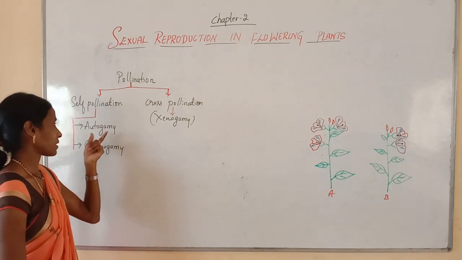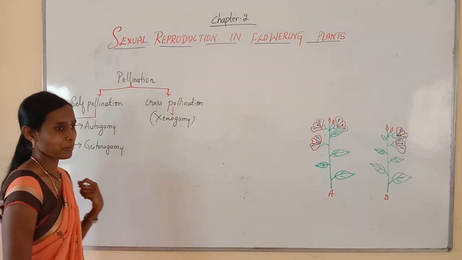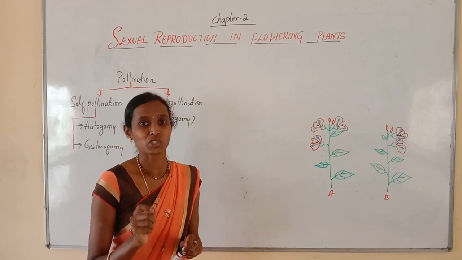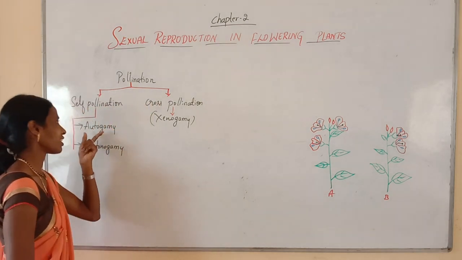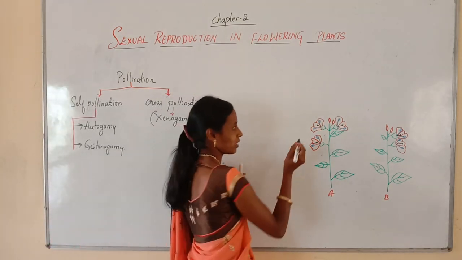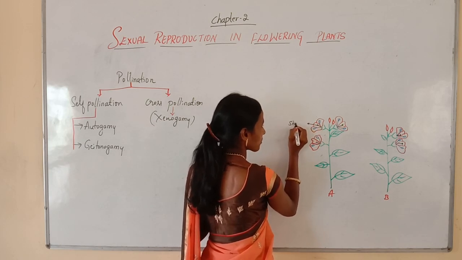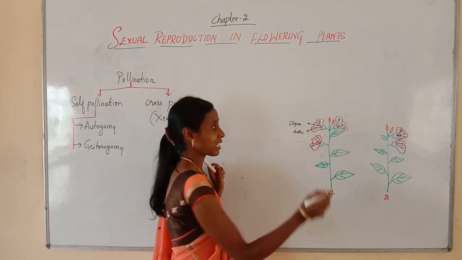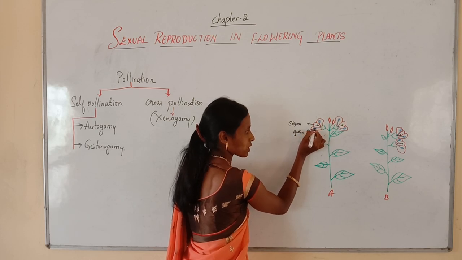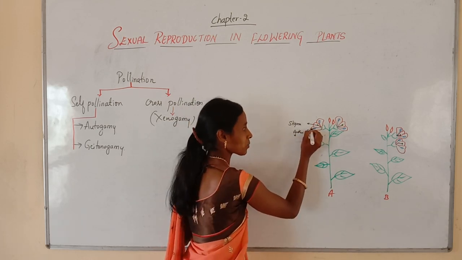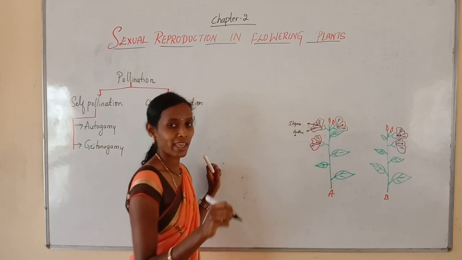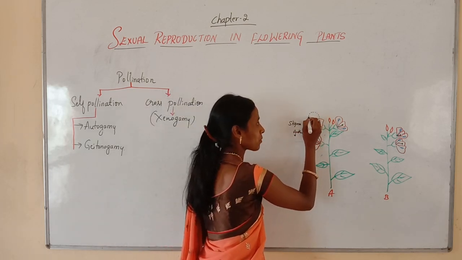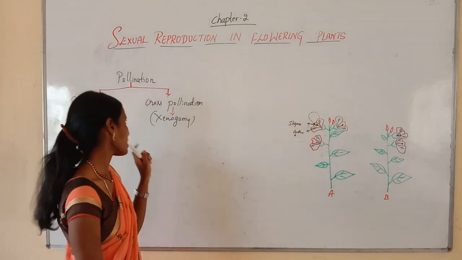Let us recall the aspects we studied in the previous class. Autogamy is the transfer of pollen grains from anther to the stigma of the same flower. Such a condition is called autogamy. For example, in the previous class I told you this is the stigma and here is the anther which contains pollen grains. If the pollen grains present in the anther are transferred onto the stigma within the same flower, it is called autogamy.